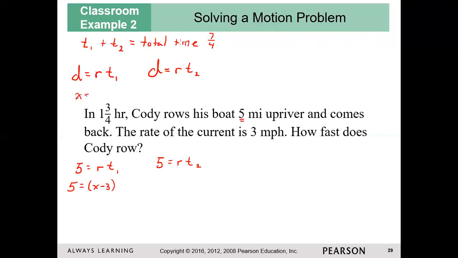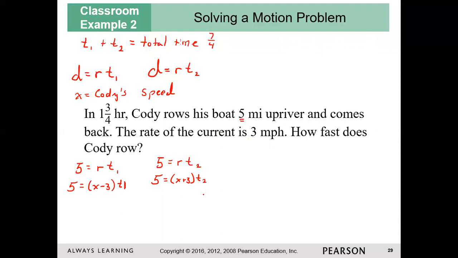So I'll define that over here. x is Cody's speed of rowing. So however fast he rows, subtract 3 miles per hour from it, and that is the rate of rowing when he's going up the river, and it's T1 here. And then on the flip side, when he's coming back down the river, this 3 miles per hour is making him row faster, so he's going to be x plus 3, because he's going, again, however fast he's rowing, plus this 3 miles per hour that the river is taking him down.